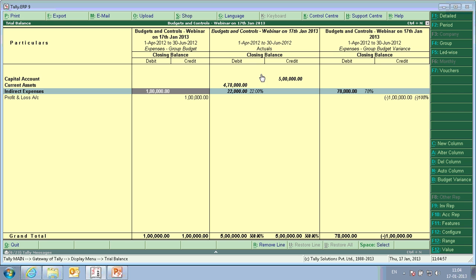And variance is still 78% positive available, meaning 78,000 still available for your budget. So that is the variance. In the sense, 78% is still available for me. So this is on closing balances. Total closing balances. It's a very simple report, not so complicated. But when you take net transactions, then you will come to know the real effect of it. Is that clear, everyone?